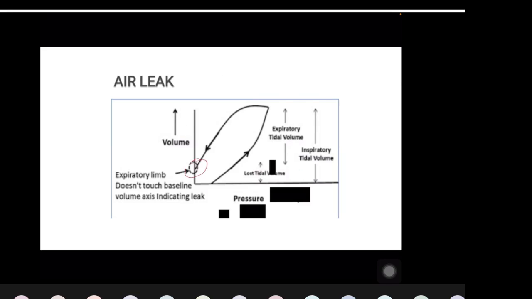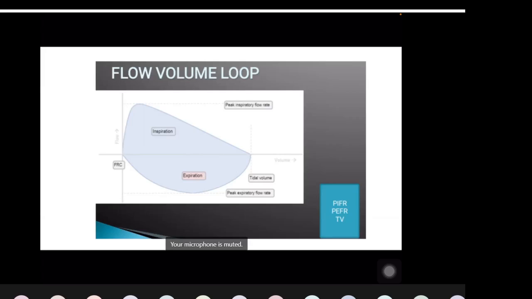Now coming to the flow volume loop. We have already studied the flow volume loop in spirometry, but in spirometry it is entirely opposite. That means expiration will be above the baseline and inspiration will be below the baseline. But in positive pressure ventilation, inspiration will be above the baseline and expiration will be below the baseline. Just like in spirometry, we can calculate the peak inspiratory flow rate, peak expiratory flow rate, and all.